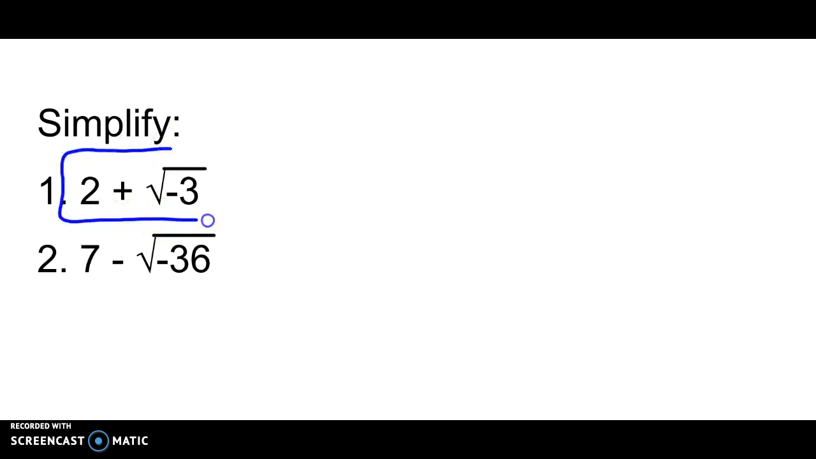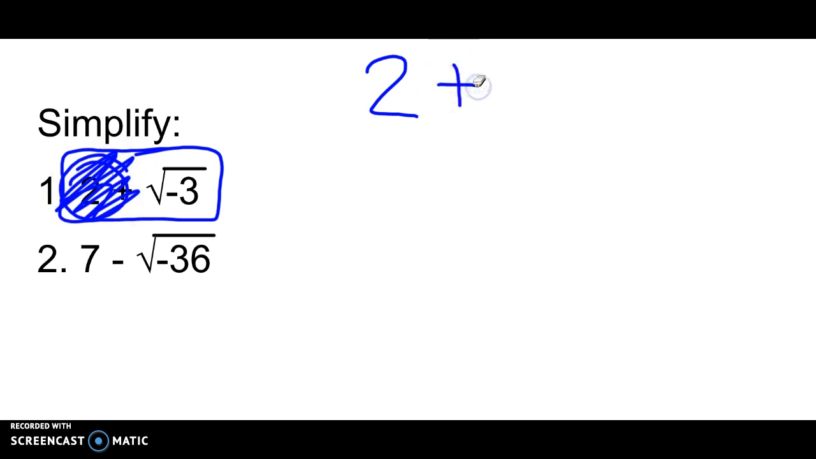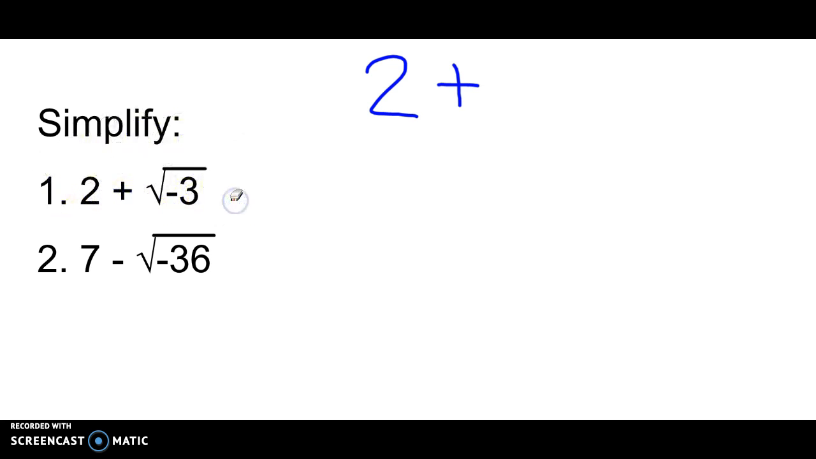Whenever it's written as a binomial, you keep it in the same order. So we always write our whole number first, or our real number, sorry. And then forget about it. Just leave it alone. Put the plus sign there that was with it. Don't go back to that. Don't go back and try anything new. Just cross it out. You're done.